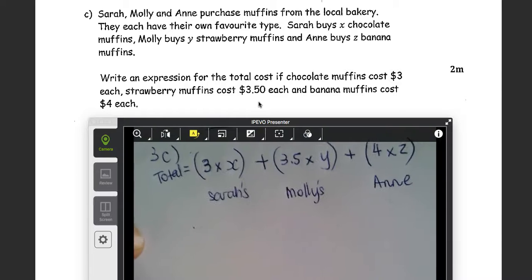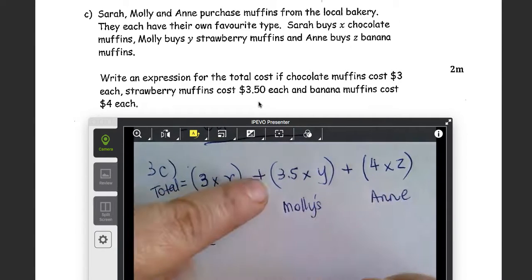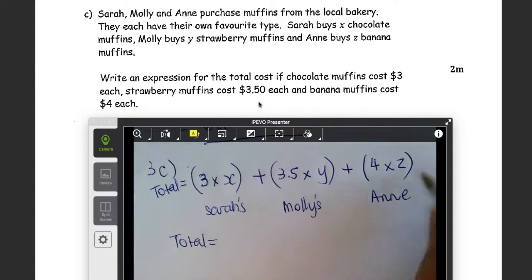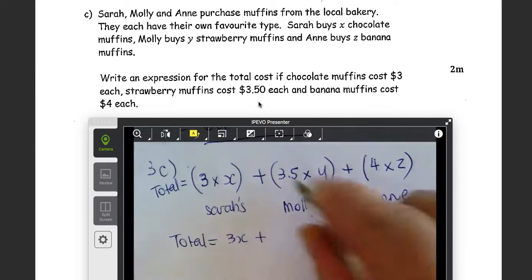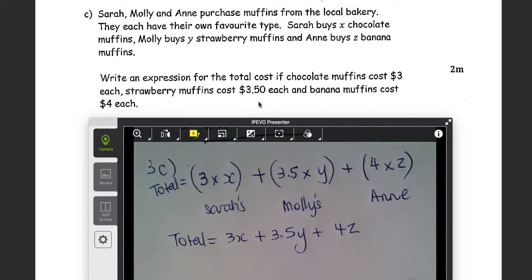So that's the answer. So the total cost is 3 times X plus 3.5 times Y plus 4 times Z, which is 3X plus 3.5Y plus 4Z. Does this make sense? Yes. So girls, when you're thinking, but I don't know how many she bought, just think if she bought 1, it would be this times that, whatever times 1. If she bought 2, it would be the cost times 2. If she bought 3, it would be the cost times 3. Well, she bought Y, so it's the cost times Y. Okay?